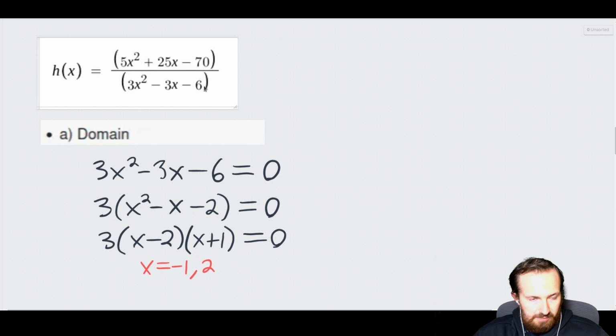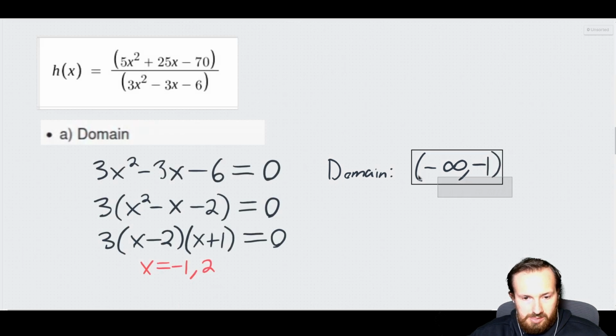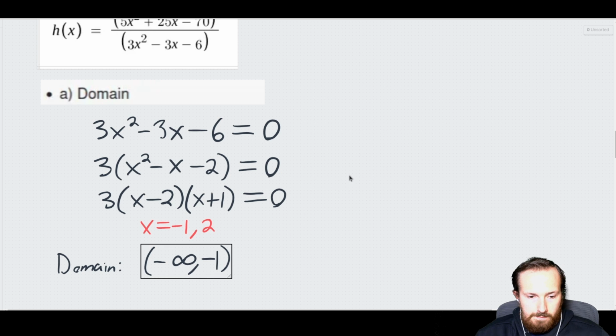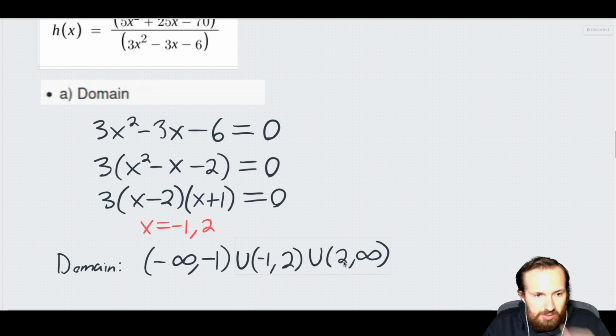So what's the domain of this function? Basically everything except that. The domain in this case should be -infinity up to the first problem point, which is -1. Can't have that, so we'll use parentheses so that we do not include it. And then we can include all the values between the first problem point and the second problem point, so -1 to 2. And then we can include all values from 2 to infinity. So there we go. That's why the domain is this for this problem.